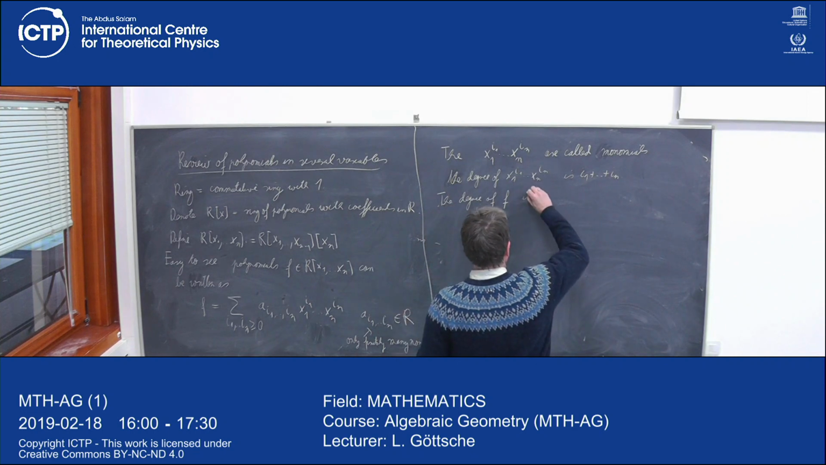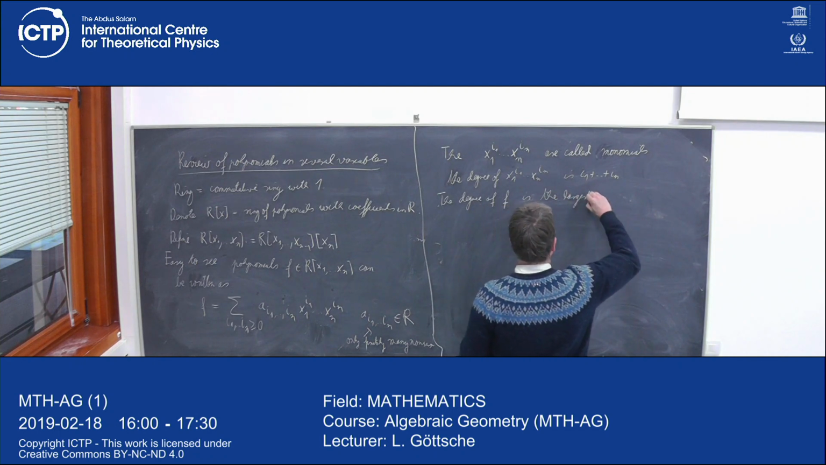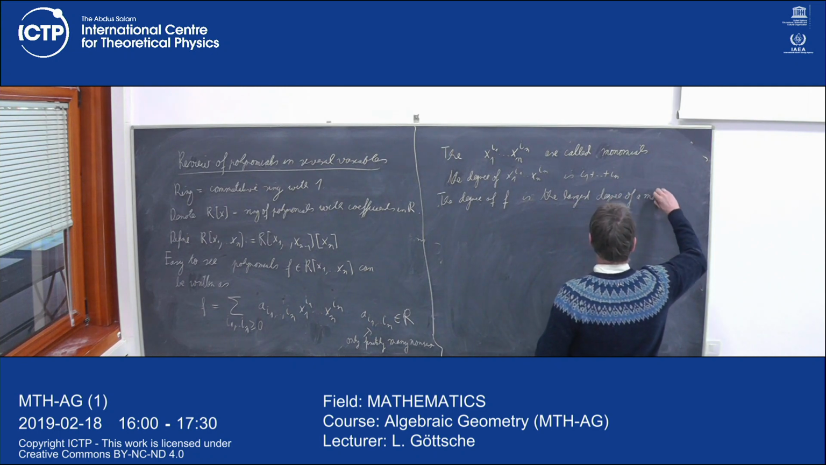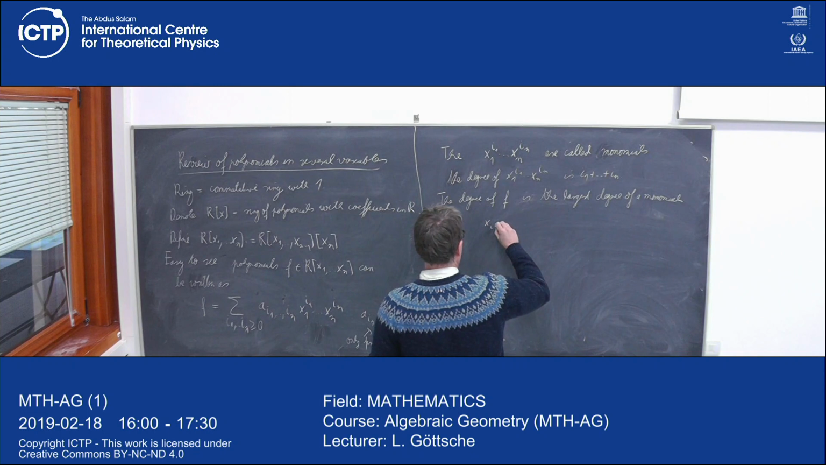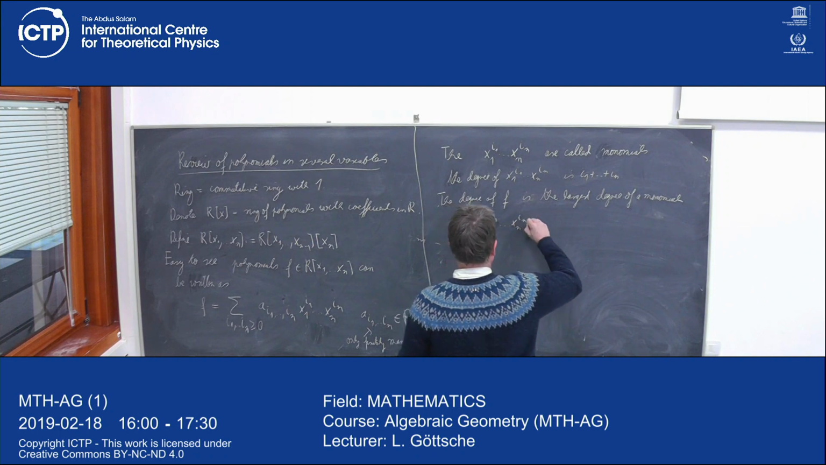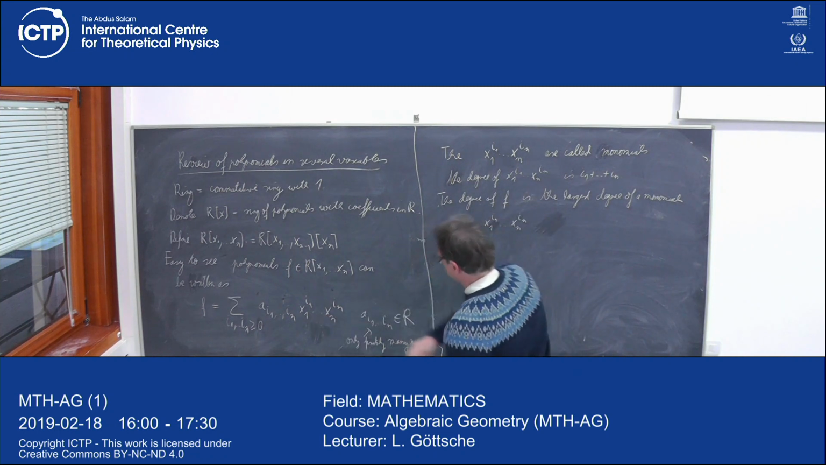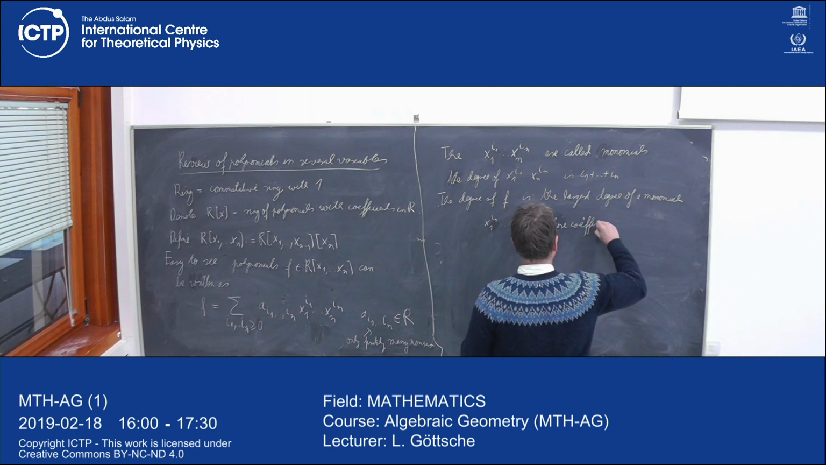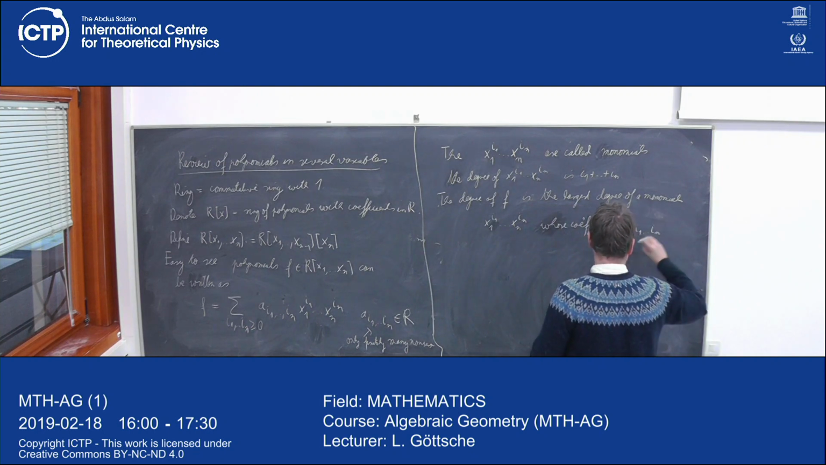So the degree of f is the largest degree of a monomial x1^{i1} to xn^{in} with the corresponding coefficient, so the number in front of it is called the coefficient, whose coefficient a_{i1...in} is non-zero.